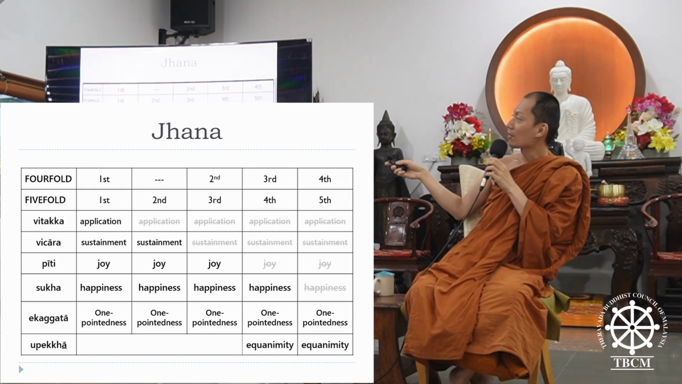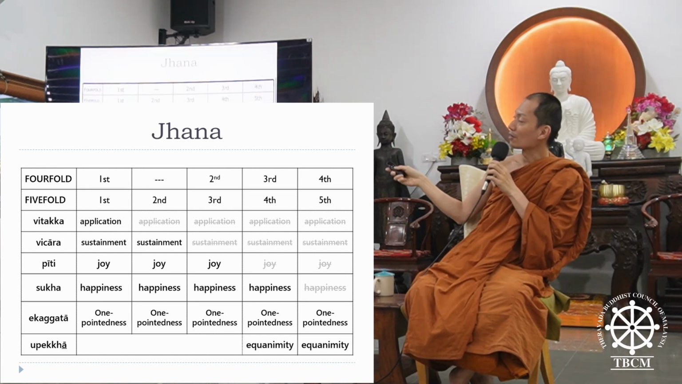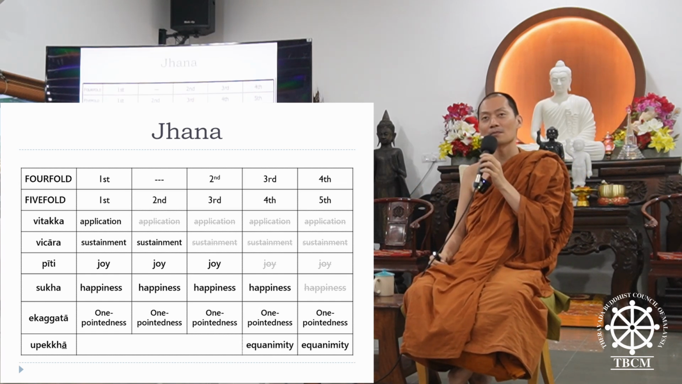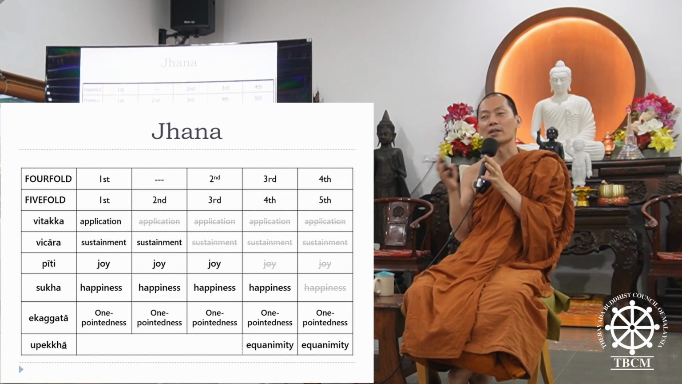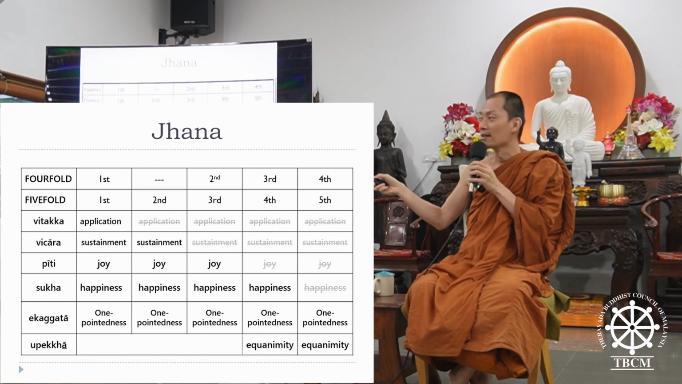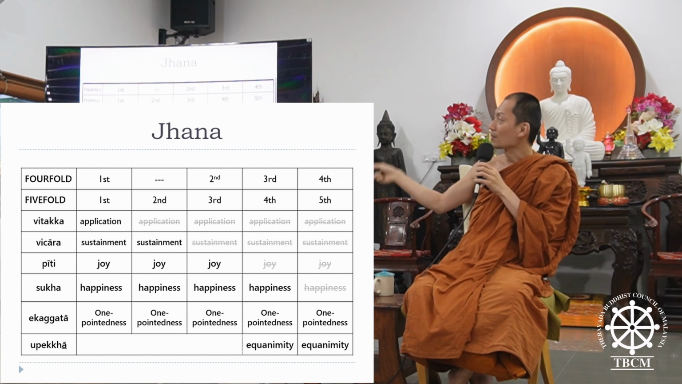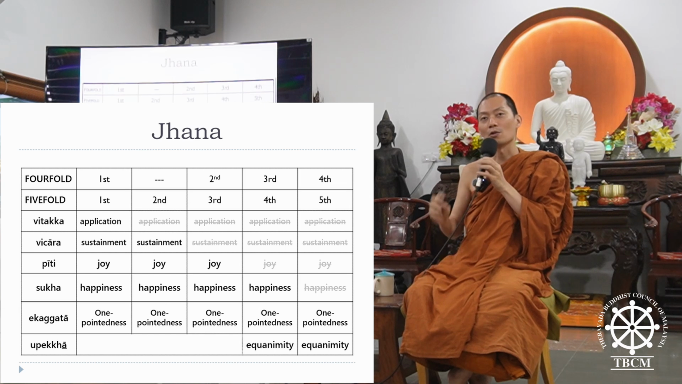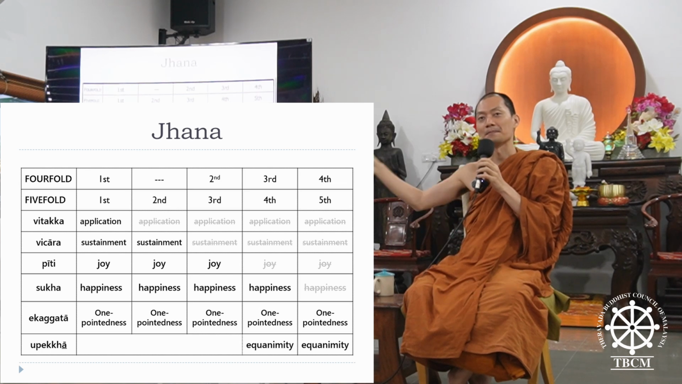Then for the third level, which is the second column on the right, you only have one factor called happiness. The same thing: if you want to know the difference between joy and happiness, you need to transit from the second to the third level. Only when there's a difference in emotion do you know, okay, this is called happiness and the one missing is called joy. That's how you differentiate. Then the fourth level will be equanimity. No joy, no happiness. All right, so that's the formula.